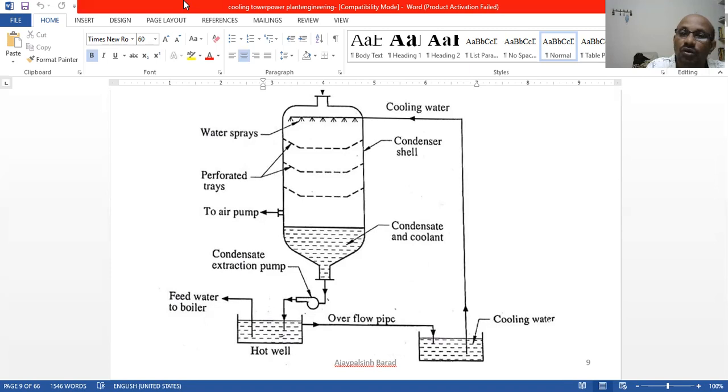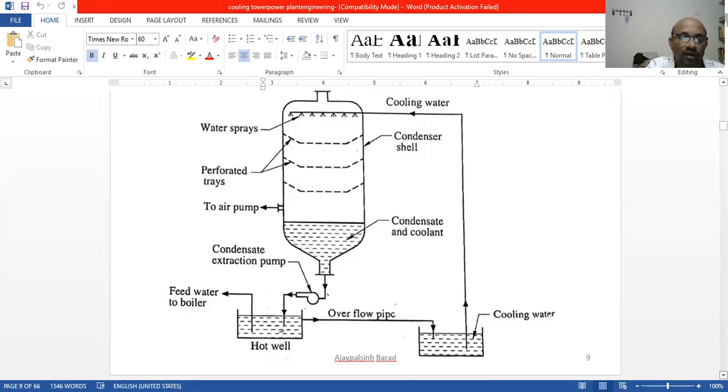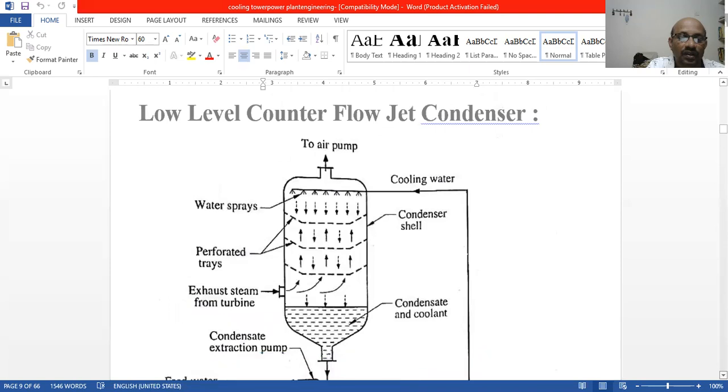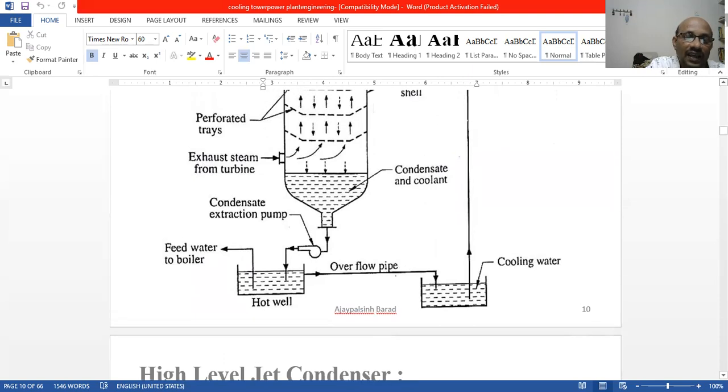Okay, so that is one of the parts. Another one, this is what we are seeing: again that hot well, we feed the water into it. These figures I collected from different sources.